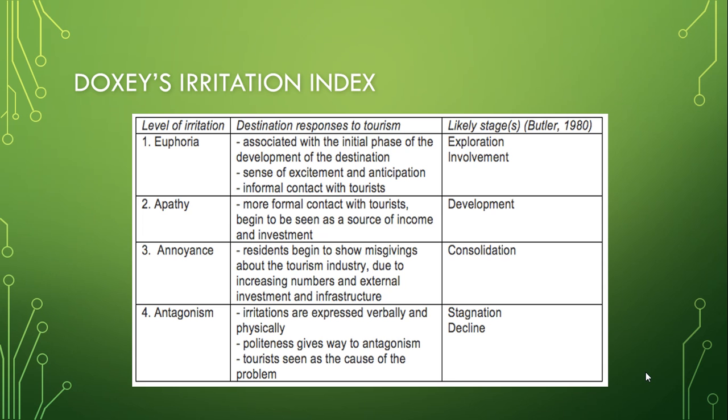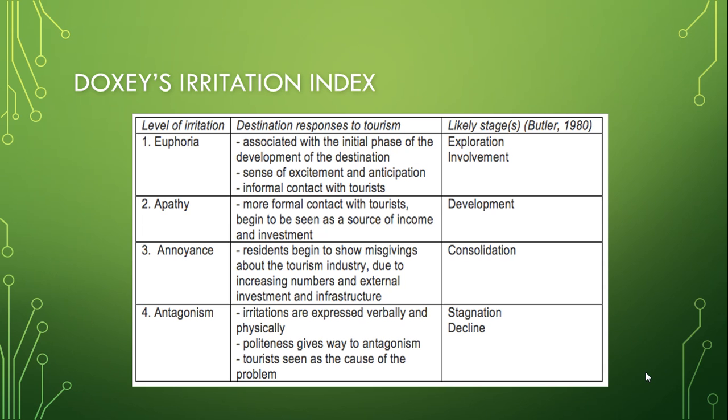Level 3, we move to a stage of annoyance, where residents begin to show misgivings about the tourism industry. They're not necessarily seeing it as a constructive, productive thing anymore. You find that they feel this way due to the increasing numbers of visitors and increasing numbers of businesses coming into the community. However, at this point, tourism in the community is now at its peak. It's most successful now at its peak.